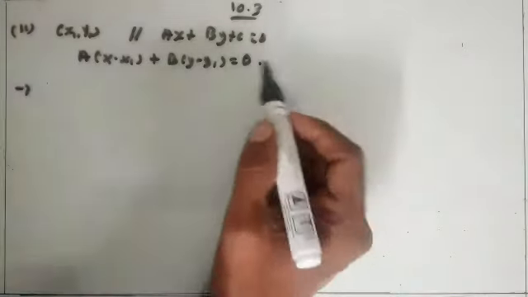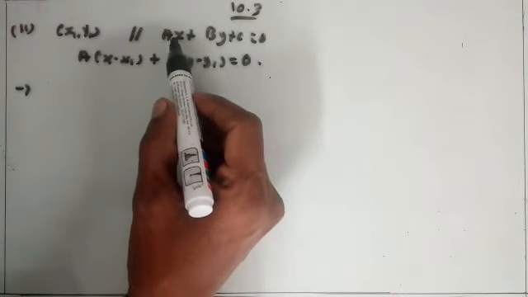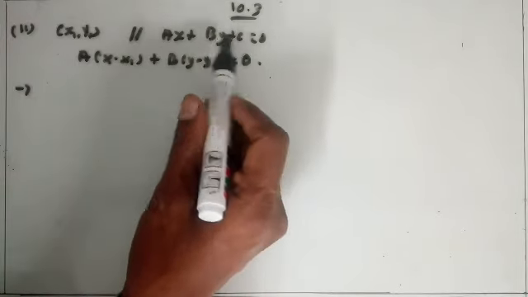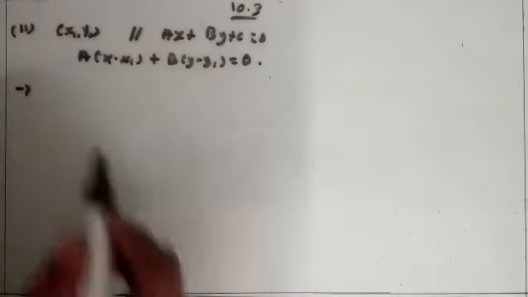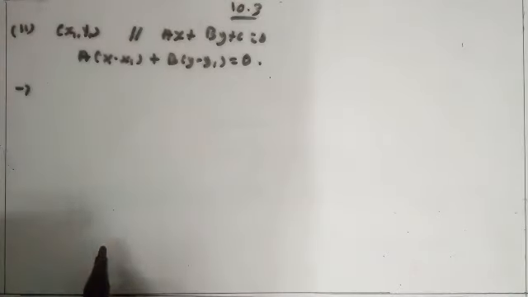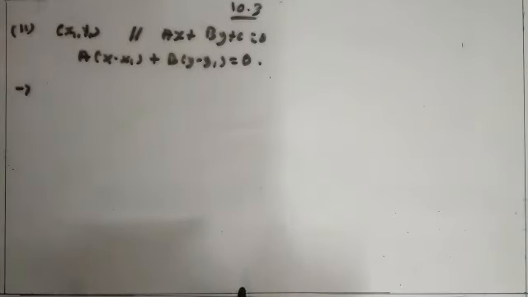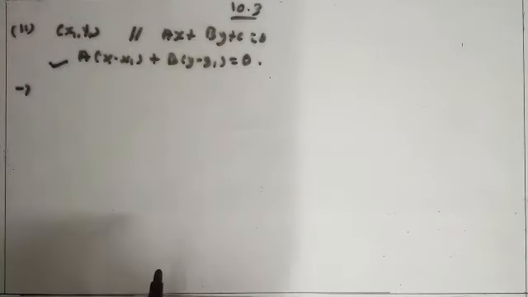Here we know that the general equation of a line parallel to ax plus by plus c equal to 0 is ax plus by plus k equal to 0, which passes through x1, y1. Replacing x and y by x1, y1 we get the value of c, and replacing c in this general equation of the line we get a into x minus x1 plus b into y minus y1 equal to 0.